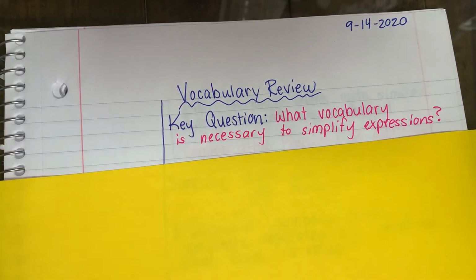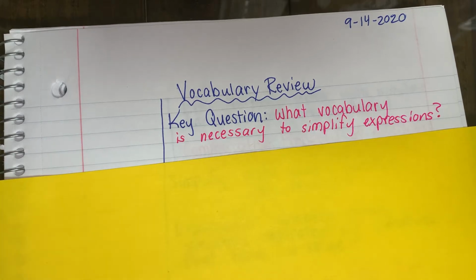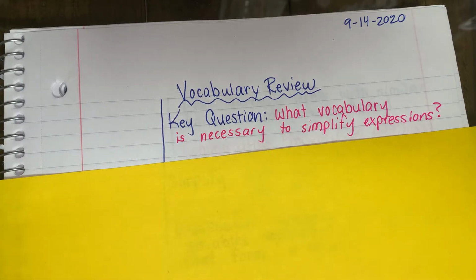Today's a vocabulary review. We're going to cover some of the words that you have used last year, maybe even in 6th or 5th grade. So a lot of you will already recognize these words, which is fantastic. We're going to be using them a lot this chapter. Our key question is, what vocabulary is necessary to simplify expressions?